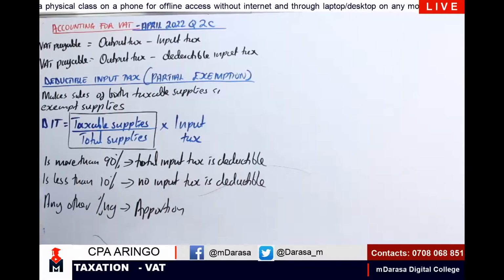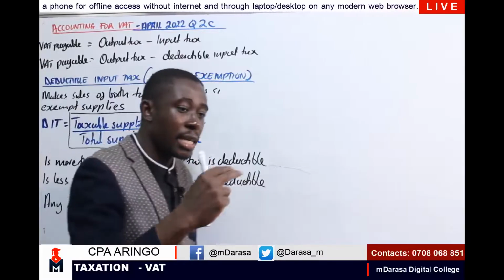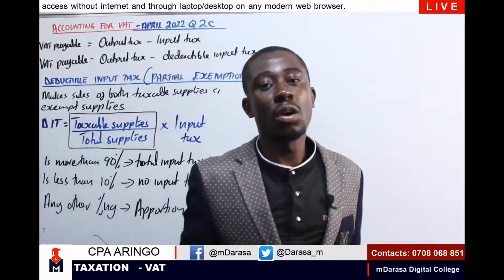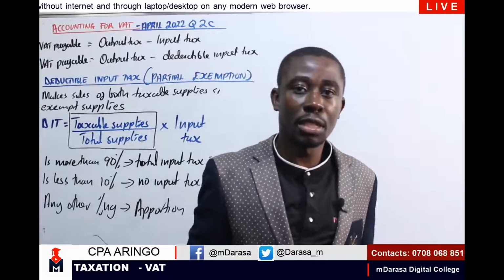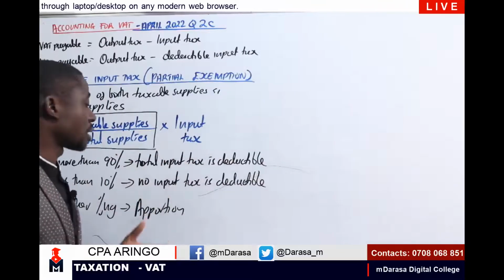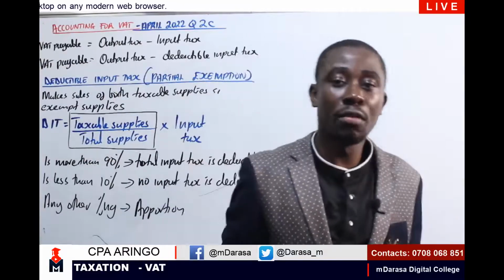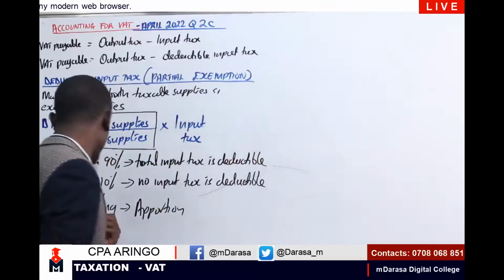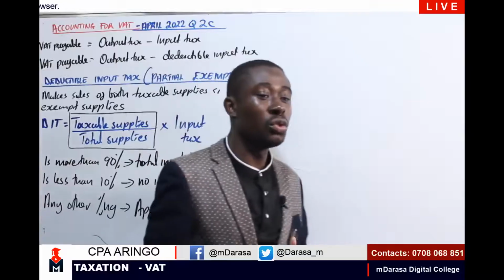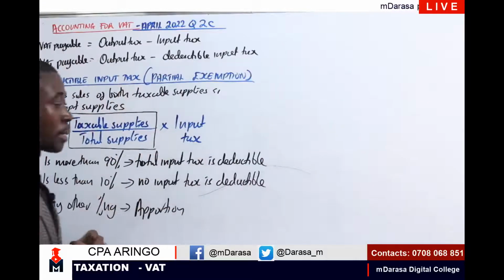Now we are saying that for me to use this concept, if this fraction of ours is 90% and more, that is to say the input tax that I had computed, I'm going to take the whole of input tax. There is no amount which is going to be exempted. If I'm having 10%, no input tax is deductible. Therefore, I'm only going to take the output that we'll have calculated. Whereas if any other percentage, I'm allowed to apportion it as follows, and the figure is what I'm going to take here.